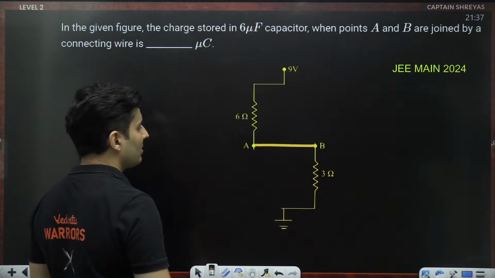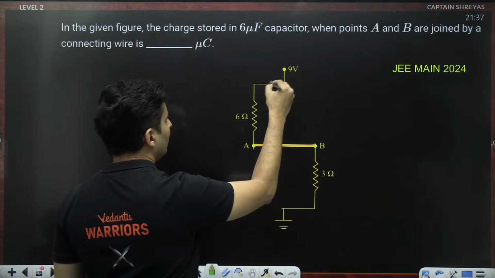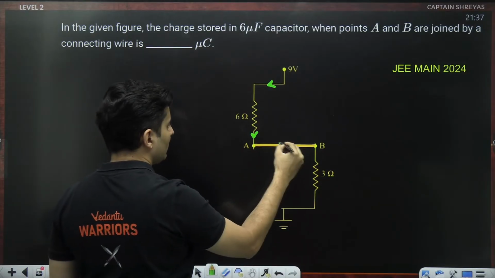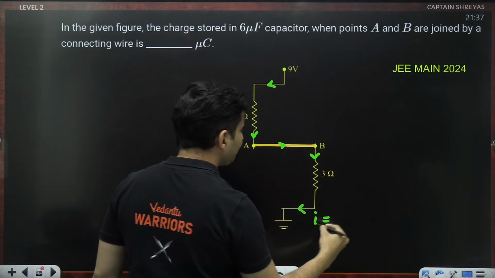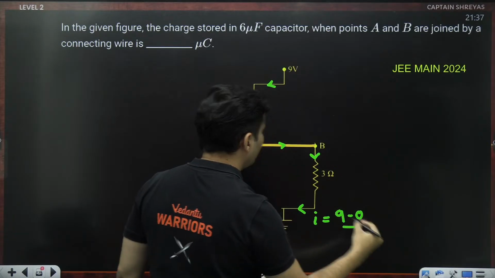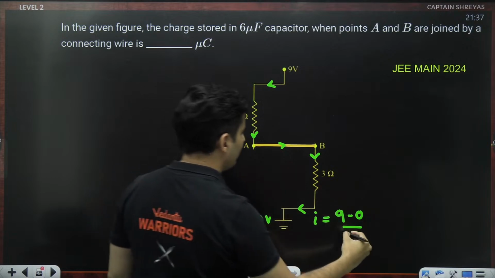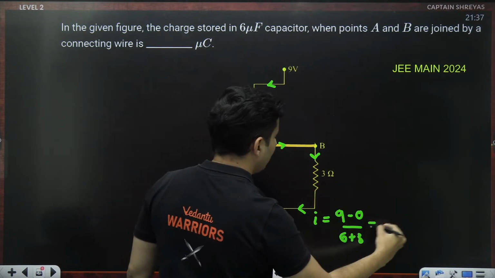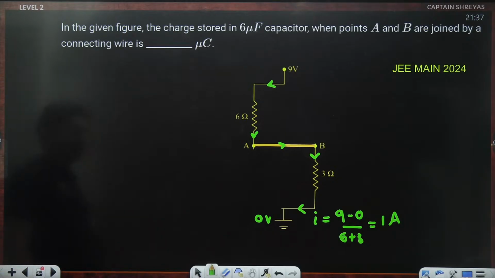Wow, now this looks like a simple circuit. The current will go from here, go like this, go like this. Very, very easy. Current will be voltage, which is 9 minus 0. This is 9, this is 0 volts, remember. Upon R. R is basically 6 plus 3, which means it is 1 ampere. Okay, fair enough. I know the current now.